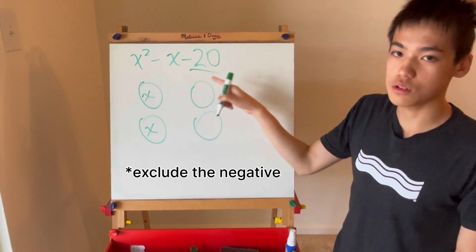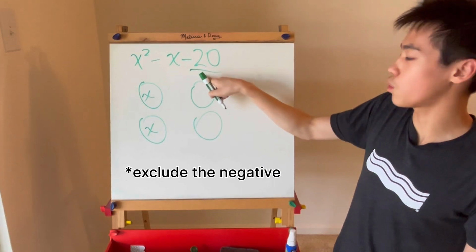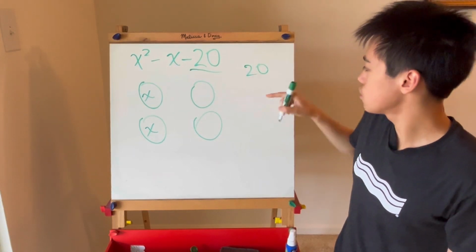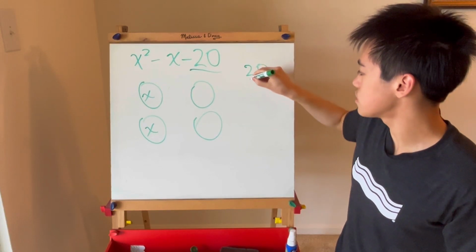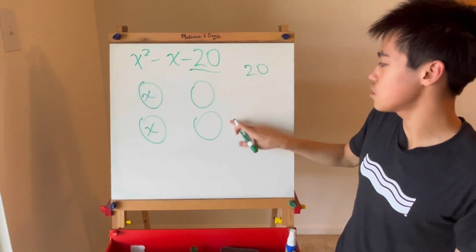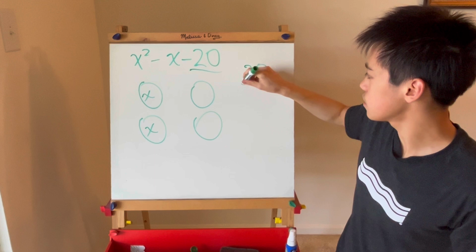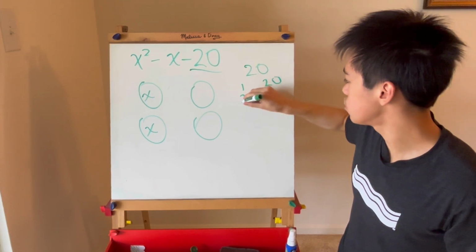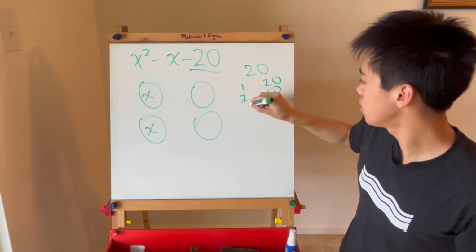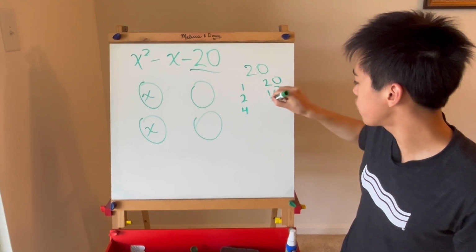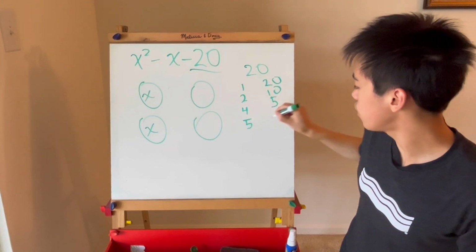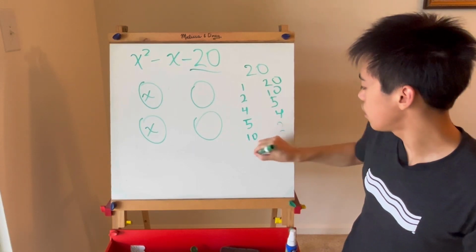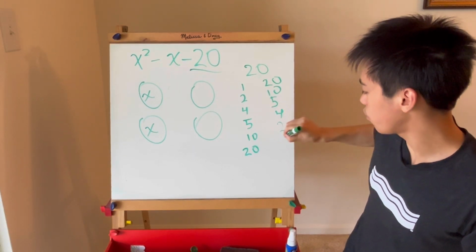But first let's include a negative and factor 20 into its integer factors. So 20 can be written as the product of two numbers, and those two numbers can be 1 and 20, 2 and 10, 4 and 5, 5 and 4, 10 and 2, and 20 and 1.